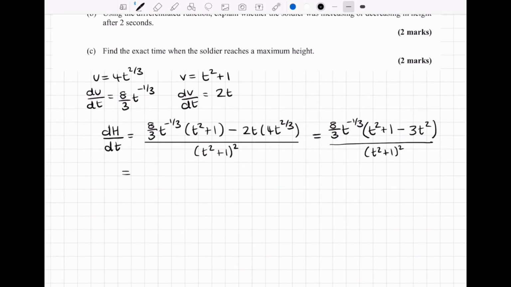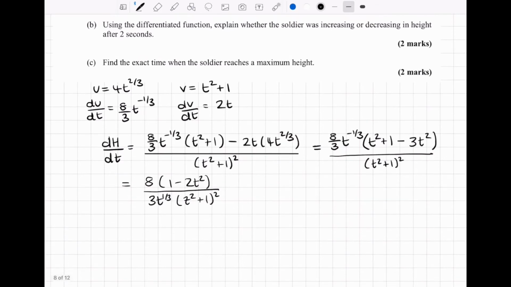You can expand all of this and then simplify it. But you should get to the final answer of 8 times 1 minus 2t squared all over 3t to the 1/3 times t squared plus 1 all squared.